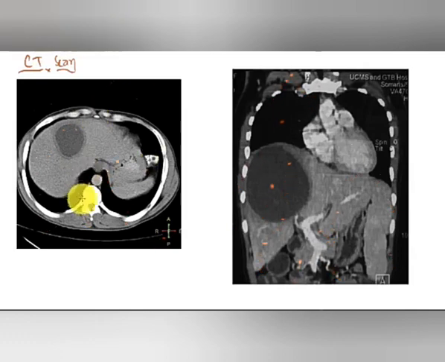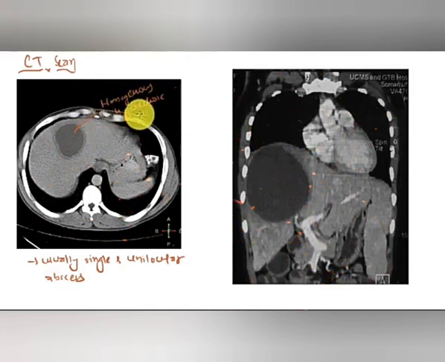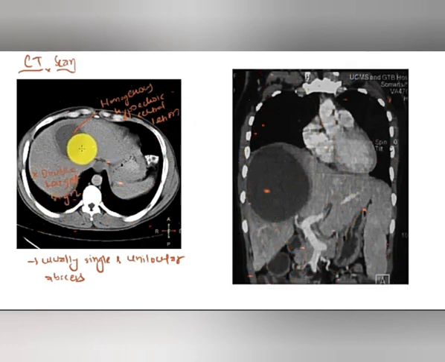This is a CT scan. We can see here the single and unilateral abscess, which is most probably amoebic abscess. The content inside is homogeneous, and we have here the double target sign, which is characteristic for hepatic lesions. The inner rim is highly attenuated and the outer rim is low attenuated, showing the difference.